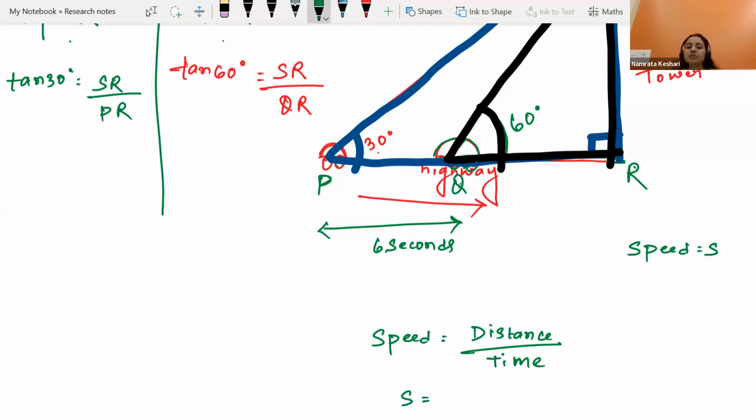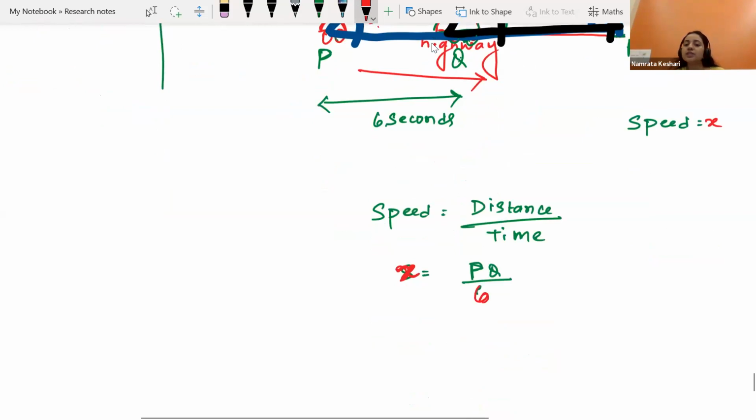We are talking about which distance? We are talking about PQ, and time is 6. Rather, let's take speed as X or Y, whatever you want. So X, and time is given as 6 seconds. You can take meter also, because time is in seconds, so meter per second we are assuming. So PQ, this distance, is 6x. Yes or no? Meter.